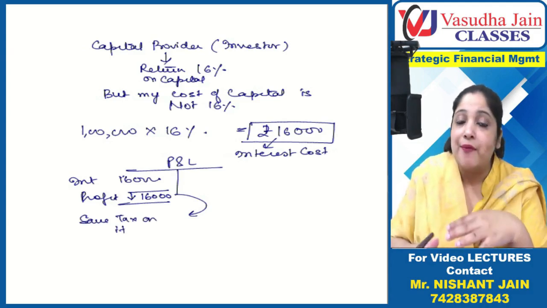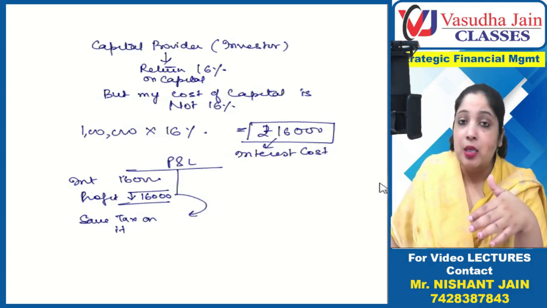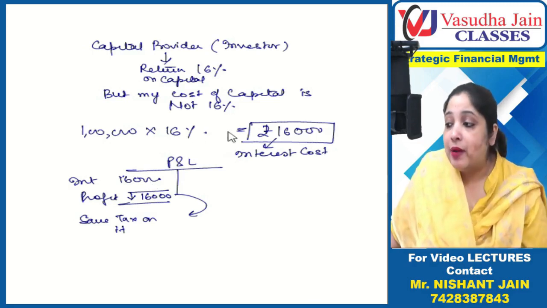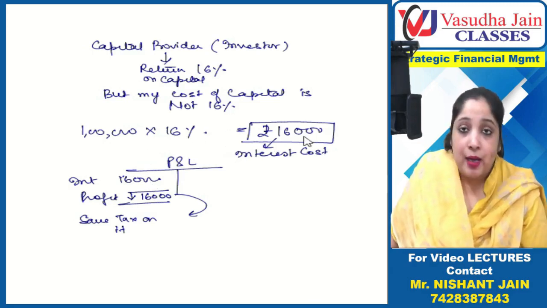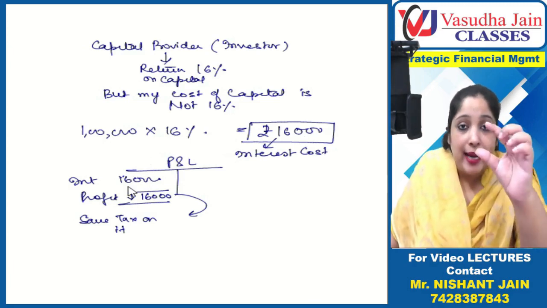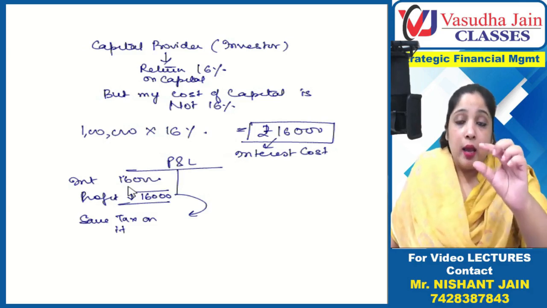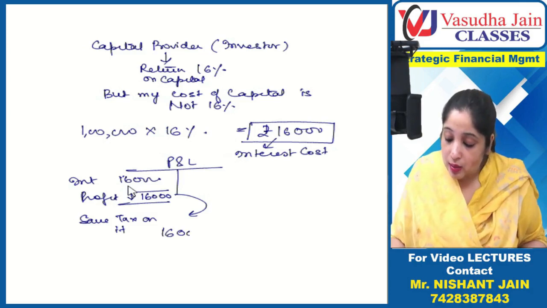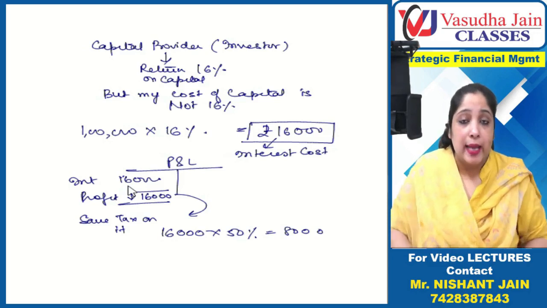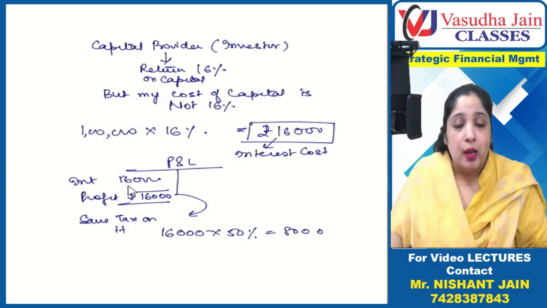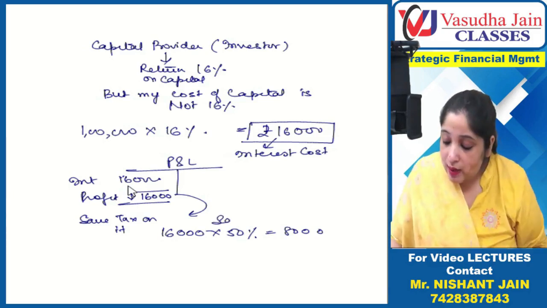If I would not have raised capital, then the 16,000 interest cost I would not be able to show in my P&L account. Since I have raised money, I am paying interest to my capital providers, and I am showing this 16,000 in my P&L. My profit gets reduced by 16,000, and I am able to save tax on that 16,000. The tax rate is 50%, so I will be able to save tax of 8,000. If interest cost was not there in the picture, 8,000 of tax would be going. Now I am saving on tax.